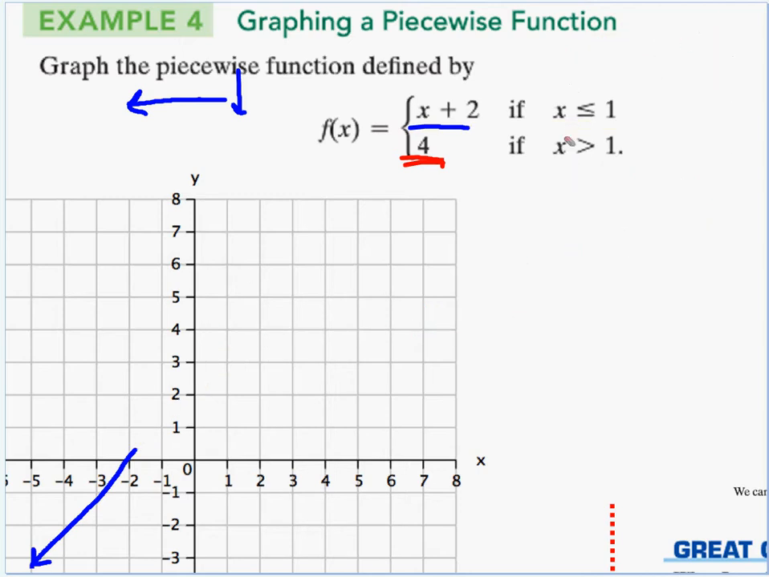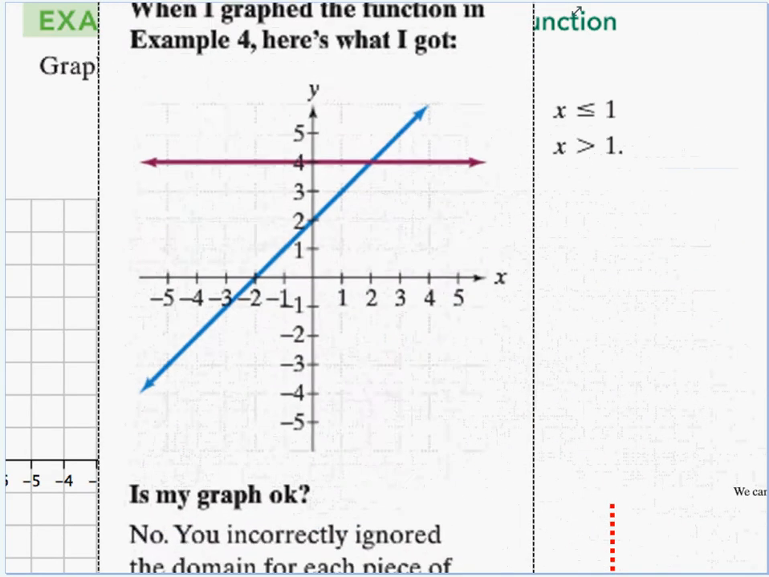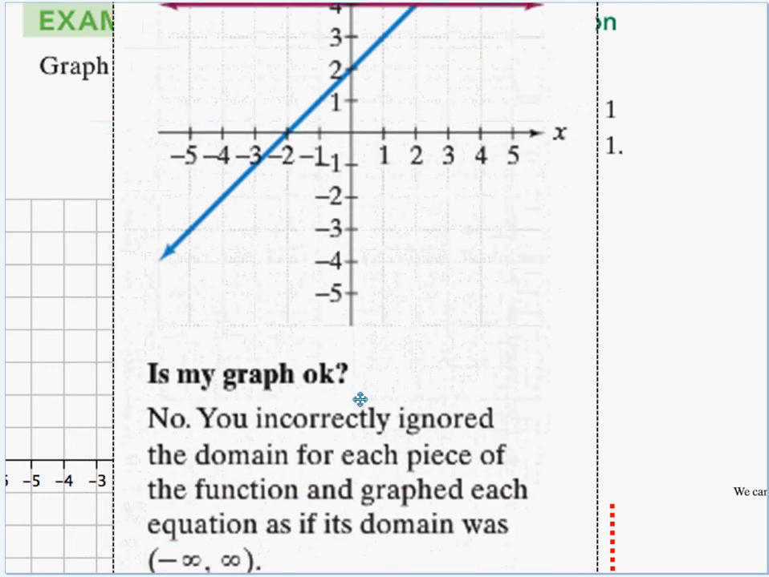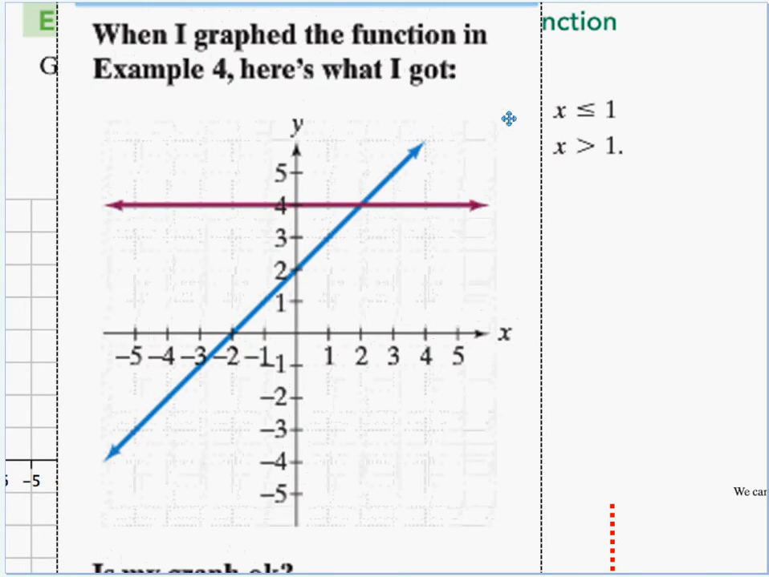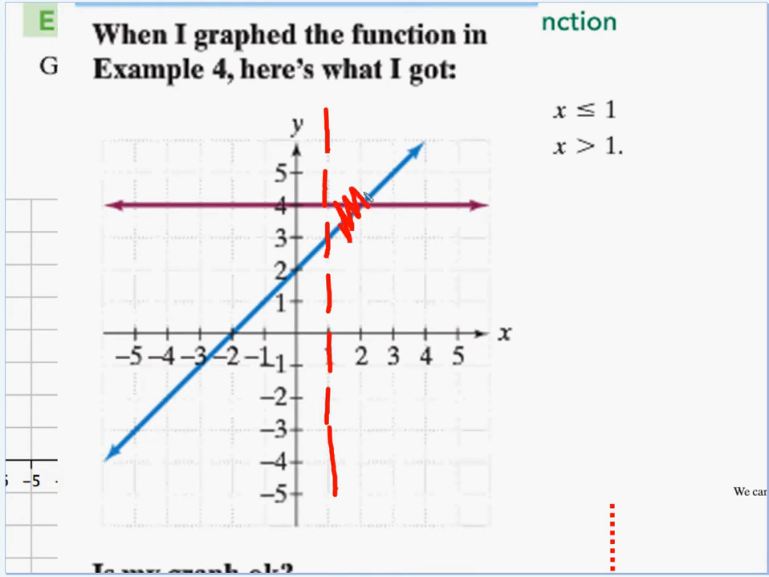And I think that's sort of the part of this great question I have hidden down in the corner. Whoa, there it is. Let me make this bigger. Somebody says, when I graph the function in example 4, here's what I got. Is my graph okay? So notice they graph the entire line here going through 2, but this is where we put our dotted line here at 1. So this blue part of the graph they should have erased. And then here to the left of this dotted line, they should have erased this part of the other graph. And then it would have looked like ours, which was very correct.